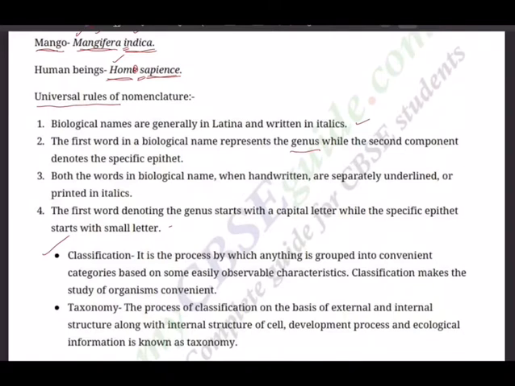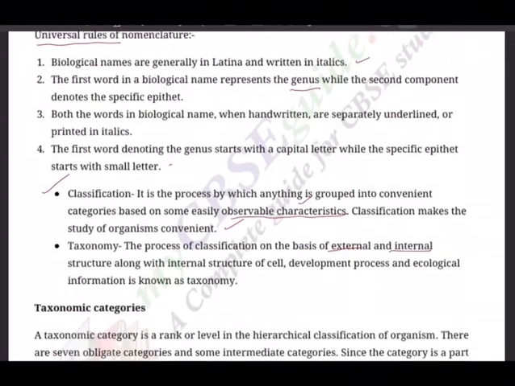Classification is a process by which anything is grouped into convenient categories based on some easily observable characteristics, which are similarities and dissimilarities. So classification makes the study of organisms convenient. Taxonomy is the process of classification on the basis of external and internal structures, along with the internal structure of the cell, development process, and ecological information. Taxonomy is the process of classification.